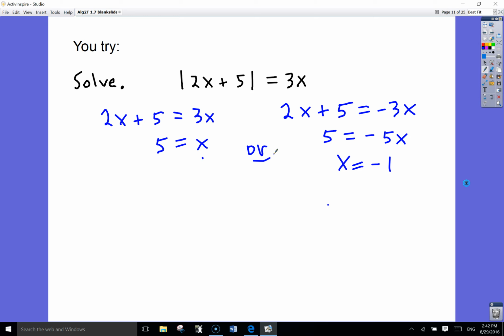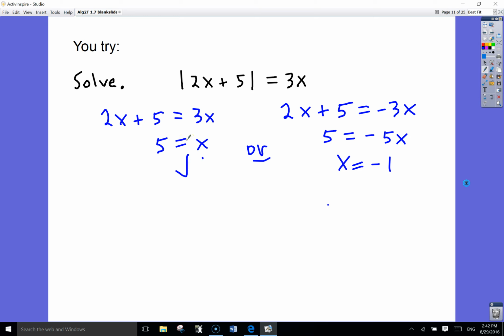Okay. Now if I check, and I'm not going to write them all out here this time. Let's put the 5 up here. 2 times 5 would be 10. Plus 5 is 15. So this is the absolute value of 15. And this is 3 times 5, 15. Is the absolute value of 15 15? Yes, and that's a check.